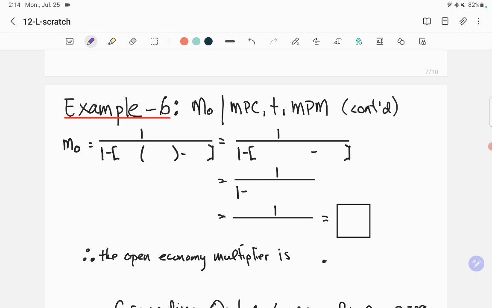So that gives us 1 minus 0.75 times 0.70, minus 0.05. Oh, I took that over from the other page. I just like to copy it twice. And that gives us 1 over 1 minus 0.5250 minus 0.05, which gives us 1 over 1 minus 0.4750, which gives us 1 over 0.525, which gives us 1.9. The open economy multiplier is 1.9.